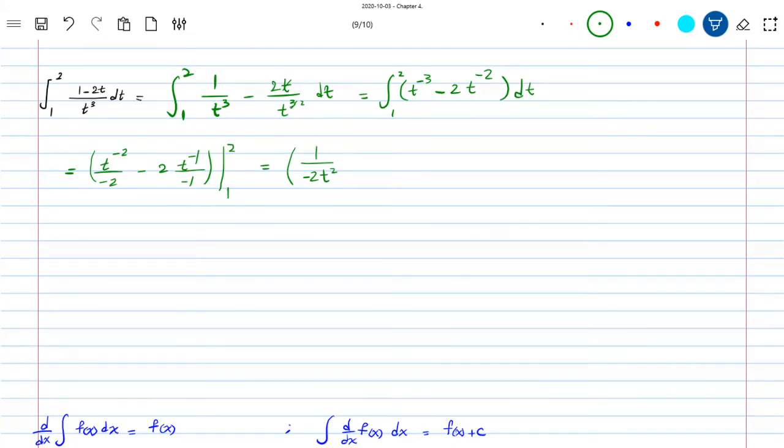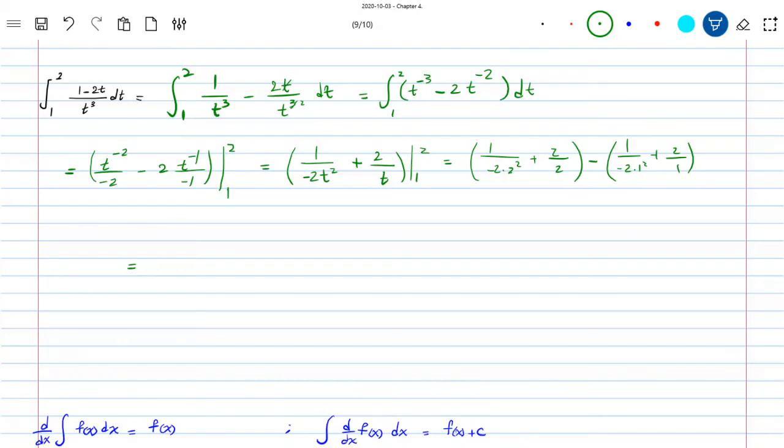Minus 2 times negative 1 becomes plus 2. And t to the power negative 1 goes to the denominator, it becomes t to the power positive 1. And evaluate it from 1 to 2. Just replace 1 and 2 and subtract from each other. If we replace 2, what we get is 1 divided by negative 2 times 2 squared plus 2 divided by 2. This is replacing 2, then I subtract it from replacing 1: 1 divided by negative 2 times 1 squared plus 2 divided by 1.